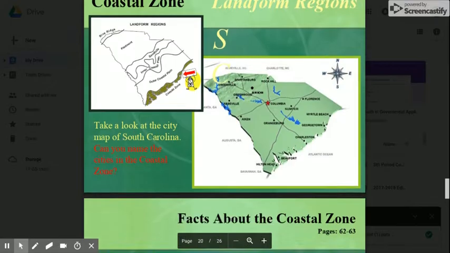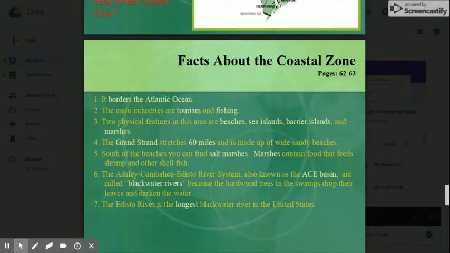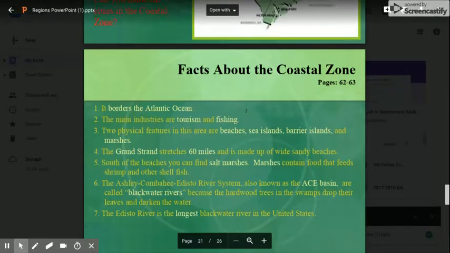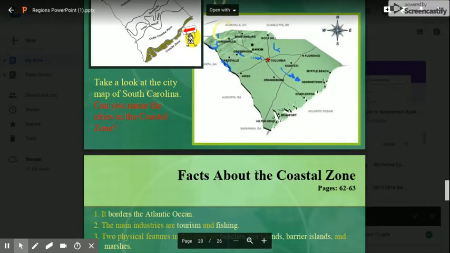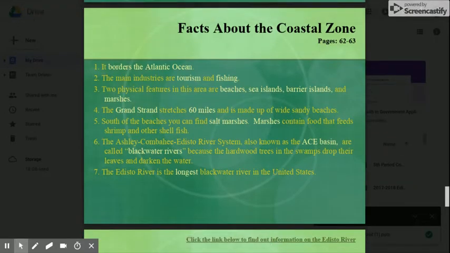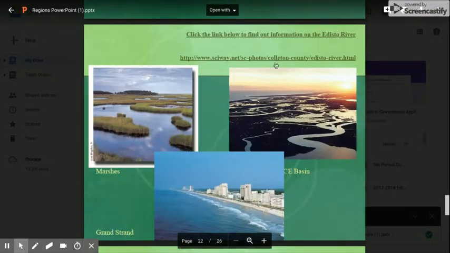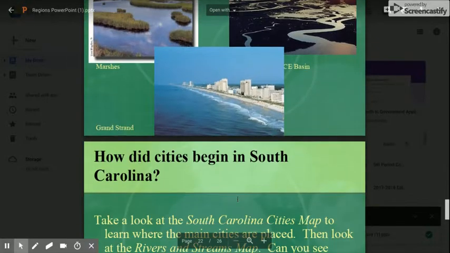All right, the coastal zone. Guys, this is the beach. There's a couple cities. They are islands. This would include, you know, all of the barrier islands and the beaches along the coast, tourism and fishing. I mean, obviously, we have what's called the Grand Strand, which is about 60 miles around Myrtle Beach. And it's wide, sandy beaches, okay? You will also start to see salt marshes. If you've been into some of these places, you have seen those saltwater marshes, okay? So, Edisto River is also down there. Here is pictures of the marshes, Grand Strand, okay?